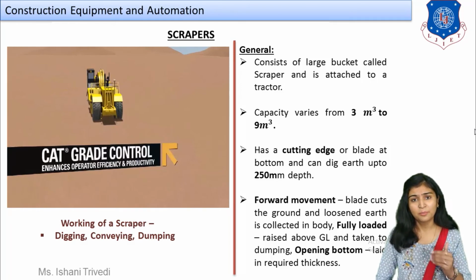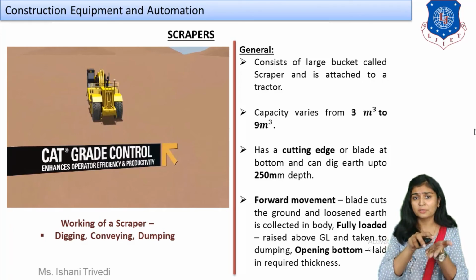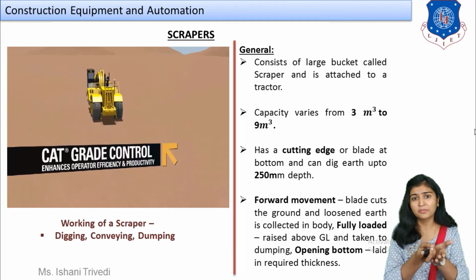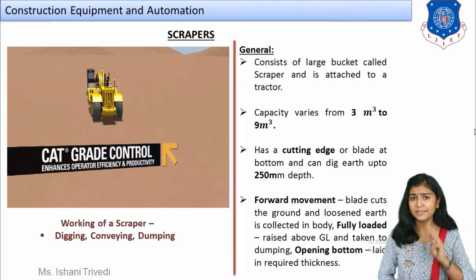Next, the movement, the working procedure. The forward movement will be done. With this forward movement, the bucket is going to dig the soil and it is going to collect the soil. Next procedure will be collection of the soil in the bucket and then conveying, and the third procedure will be opening the bottom of the bucket and then dumping the soil. This is your mechanism, which I put in 3 terms.